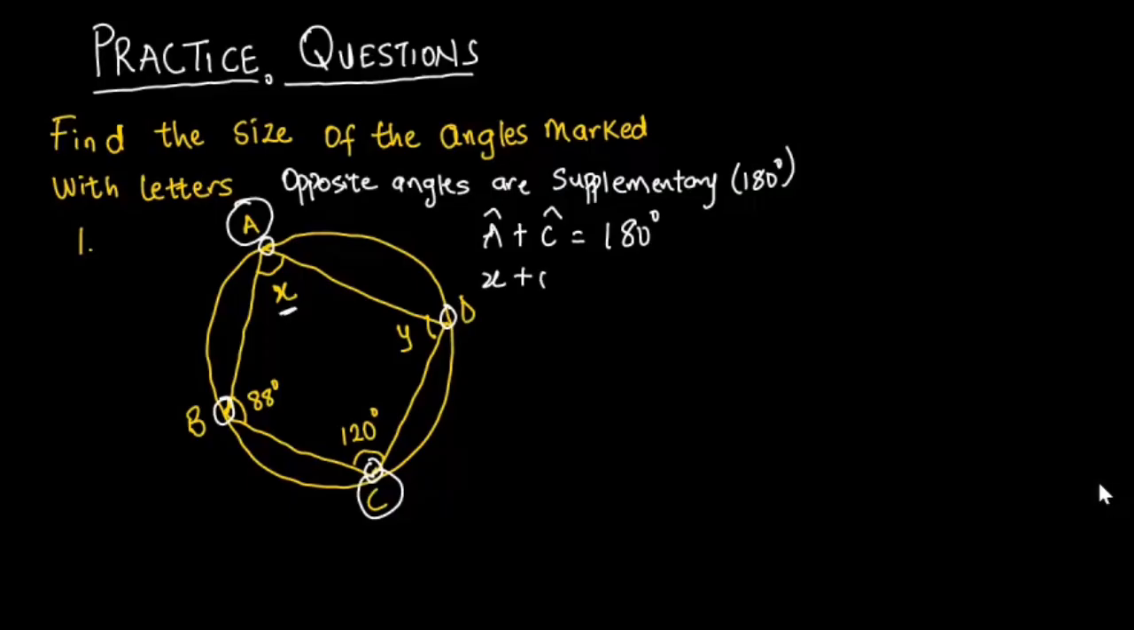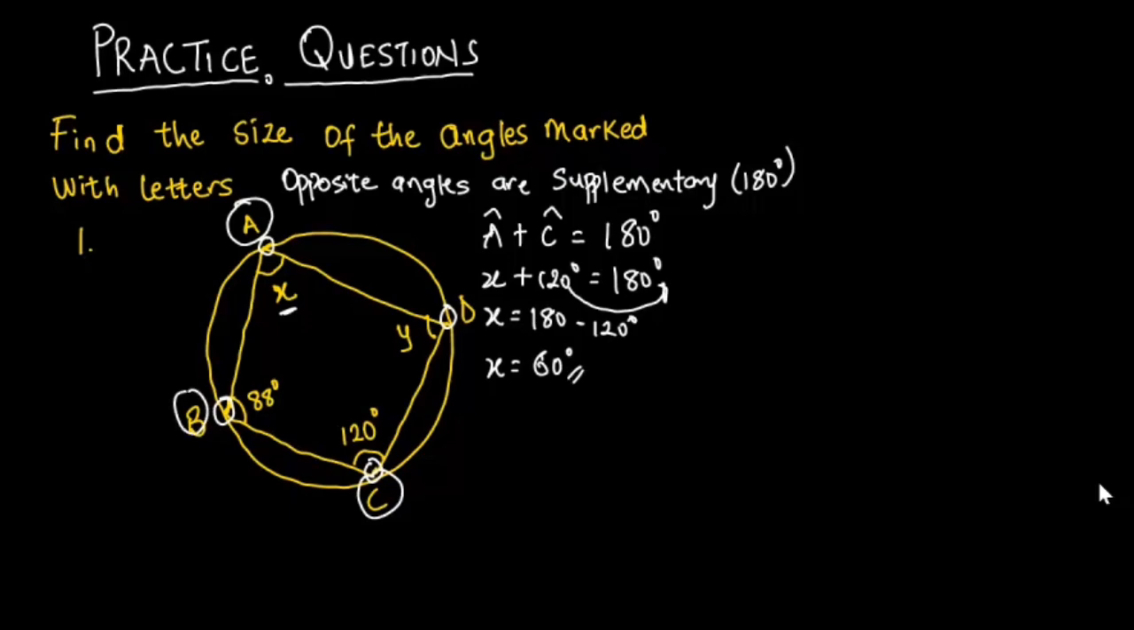Then angle C is 120 degrees, and x plus 120 is equal to 180 degrees. So in mathematics, we are simply going to collect like terms. So this becomes 180, then when 120 is taken to the other side, it's going to be negative 120. So therefore, 180 minus 120 is going to give us 60 degrees. So x is 60 degrees.